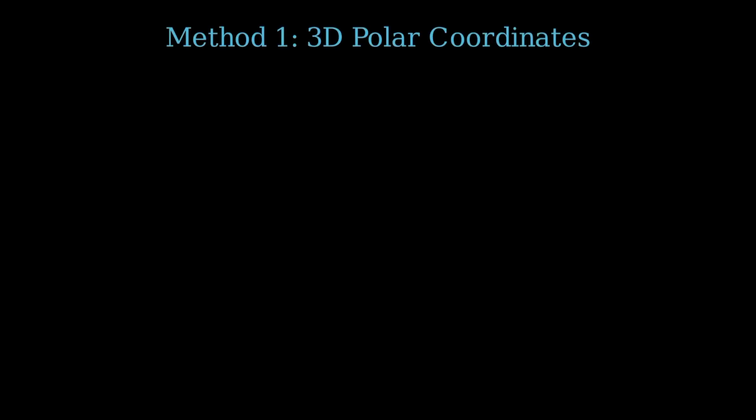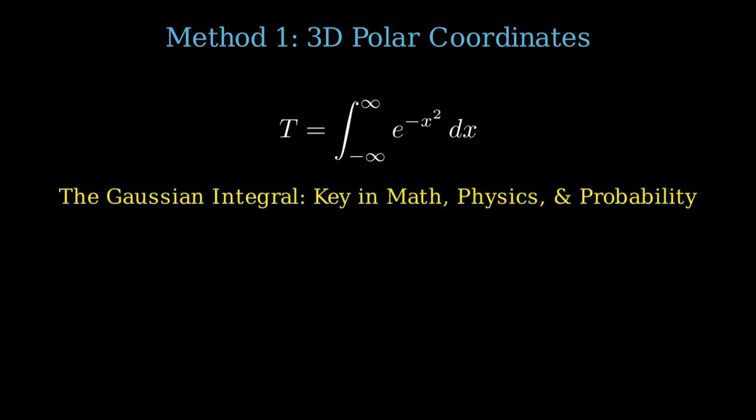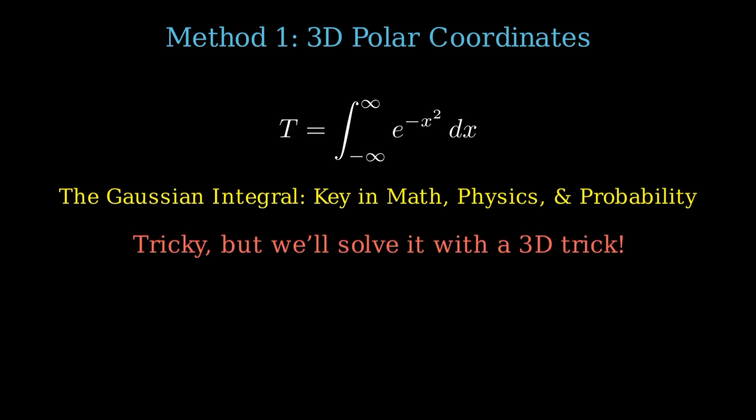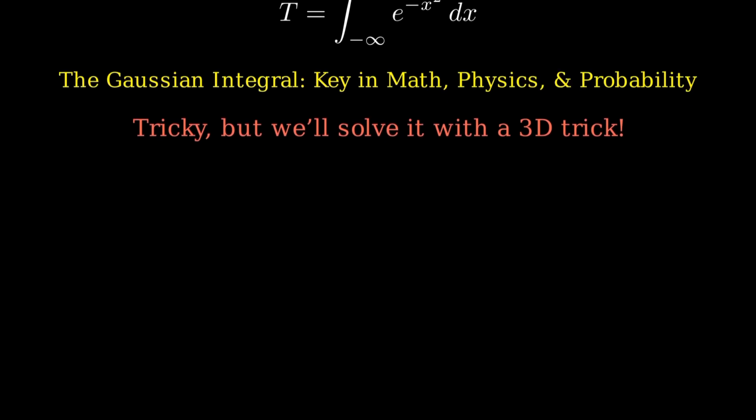Let's get started. Let's kick off our first method to solve this integral, the 3D polar coordinates approach. We're trying to find the value of t, which is the integral from negative infinity to positive infinity of e to the power negative x squared dx. This is called the Gaussian integral, and it's super important in math, physics, and probability. It's a tricky one, but we're going to nail it with a clever trick. Let's dive into the math.